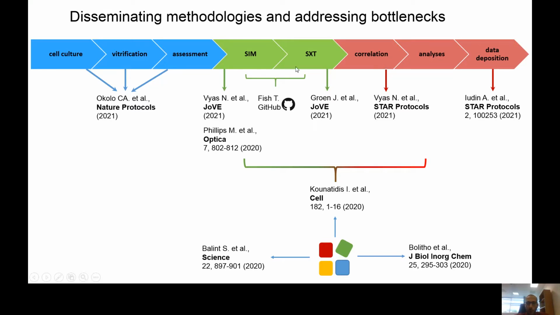Then for the correlation of the data between the two microscopes, we have a STAR Protocols paper describing the steps for this part. And we have the protocol describing deposition of the data on the online archives of EBI. As examples of some of the data sets that have been collected at our Beamline for different biological questions or different applications, we have those 3 papers here that cover different areas of biology or science.